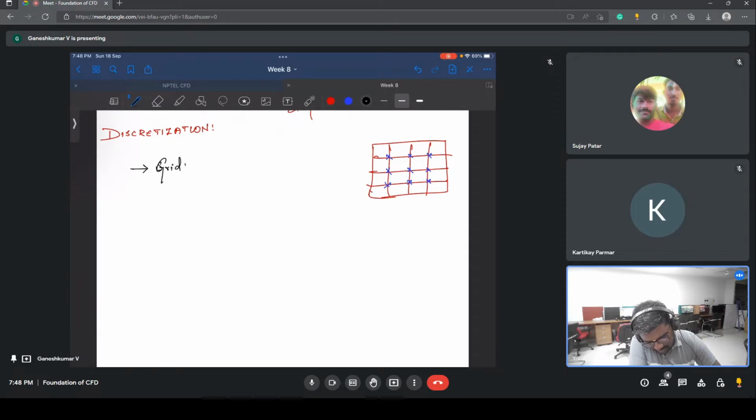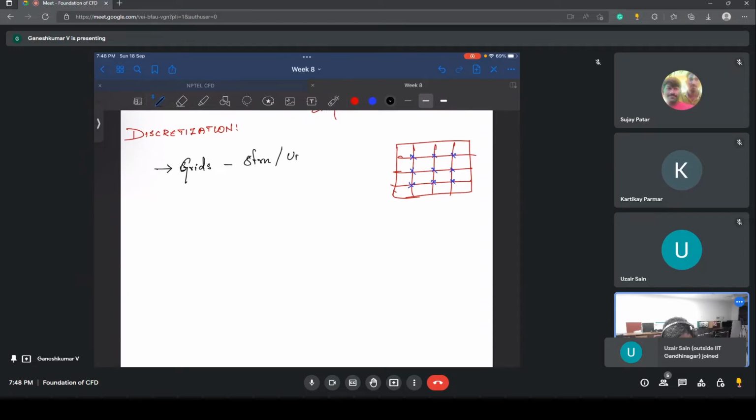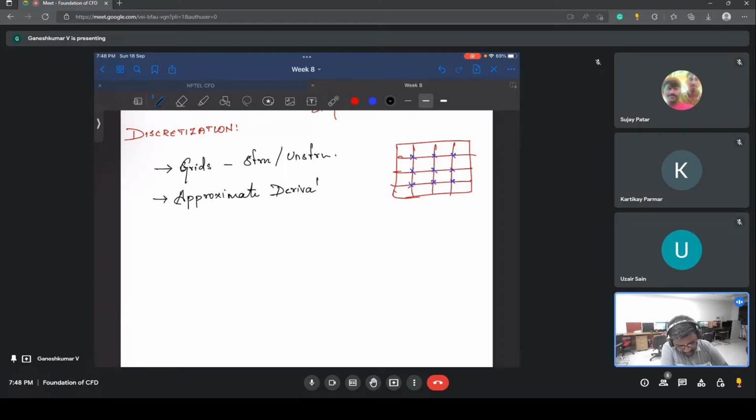We studied grids, structured and unstructured grids, because we need to decide what domain area we are interested in. We did that. Then we tried to approximate the derivatives, because at the end you are going to solve the PDEs for those areas of interest.